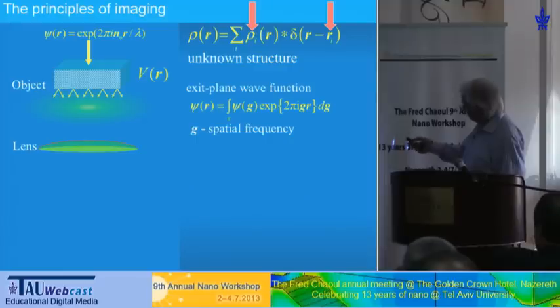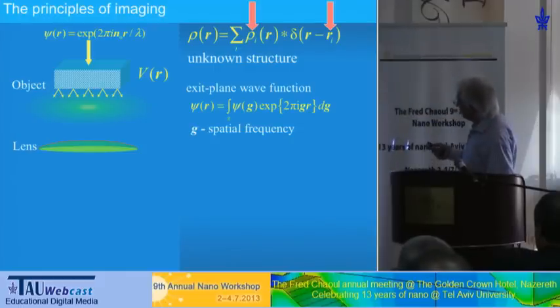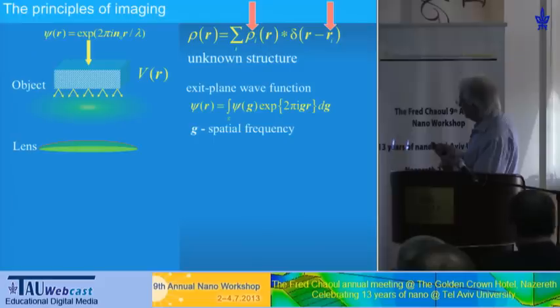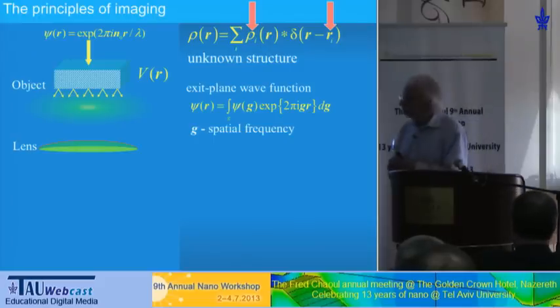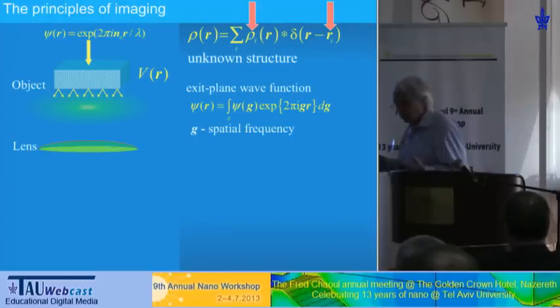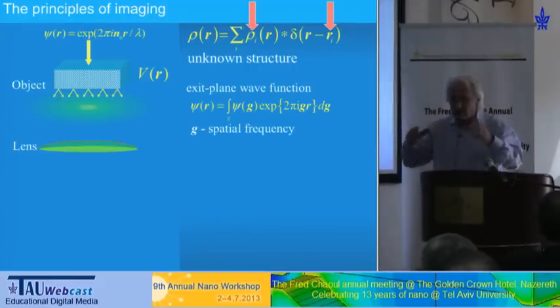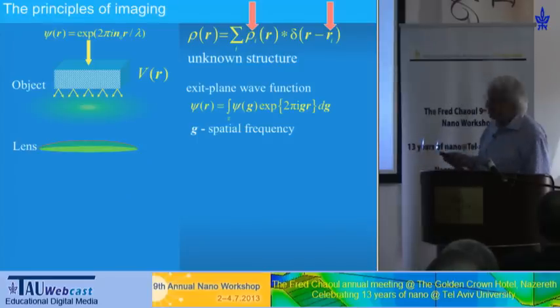V of R, and the information on the specimen is then contained in the wave function of the electrons in the moment where the electrons are leaving the specimen. This so-called electron exit plane wave function is given here as a simple sum over Fourier components. These are essentially plane waves with an amplitude and a phase, and G is a reciprocal vector, which is also called a spatial frequency. It just characterizes the fineness of the detail a particular Fourier wave is describing.